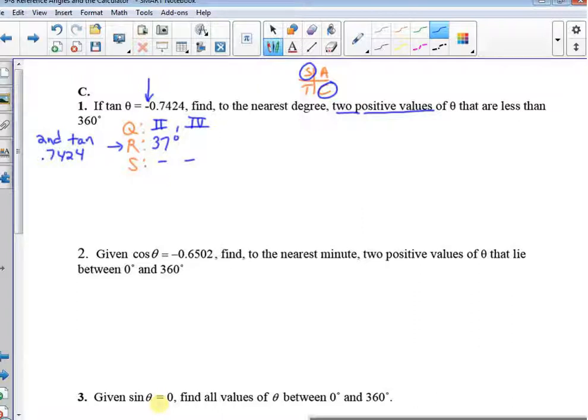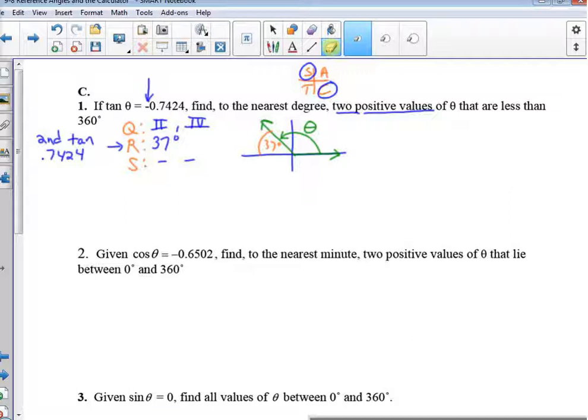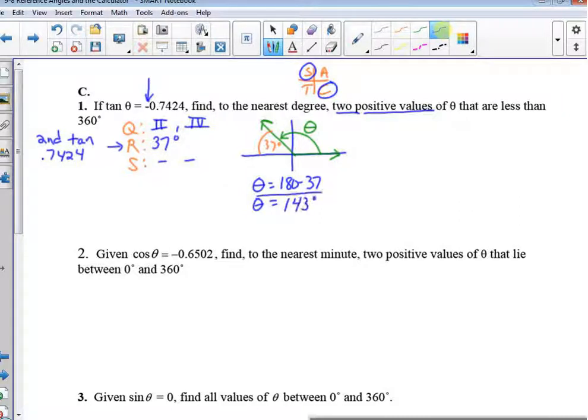So now, to find the value of theta, what I am looking for is an angle in quadrant 2. I now need theta. I have the reference angle, I know this value now is 37. So I'm kind of working backwards. I'm not asking you for the reference angle, I'm asking you for the value of theta. So now I can find theta by doing 180 minus 37. So theta is 143 degrees. That's one of the values.